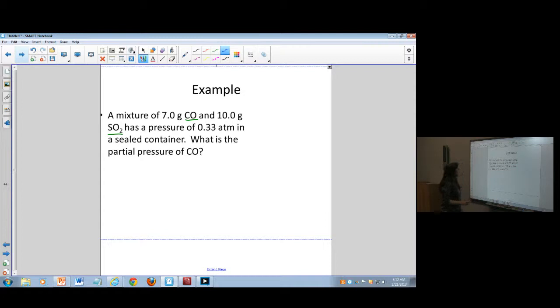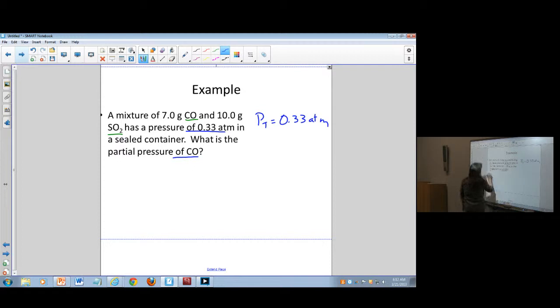All right, so we have a pressure total of 0.33 atmospheres. Okay, so we're told these two unreacting gases together have this pressure. And we want to know what the partial pressure of the carbon monoxide is. So in order to figure that out, I need to know how many moles of everything there are.